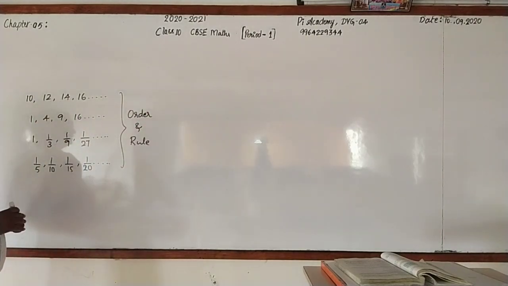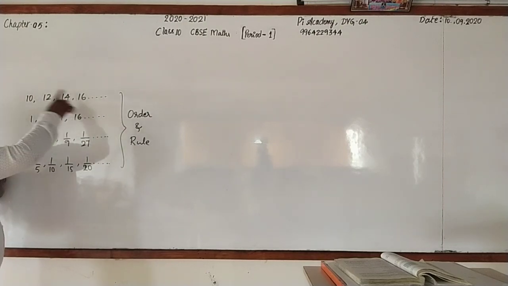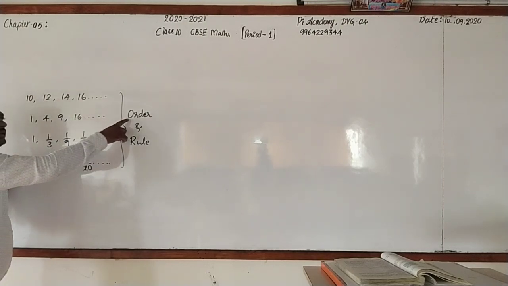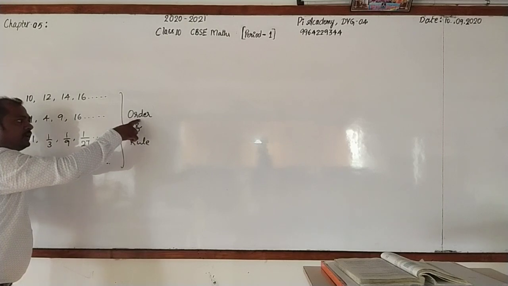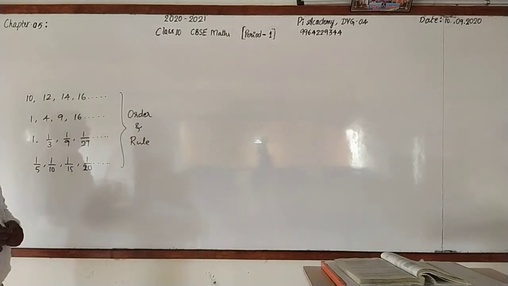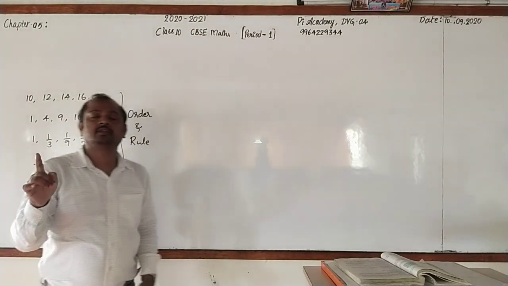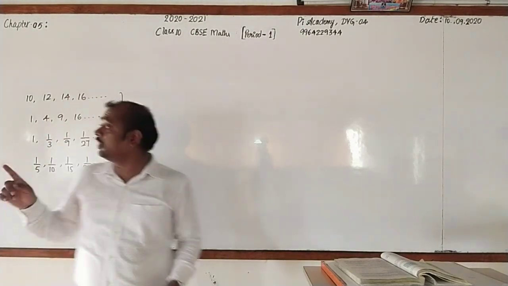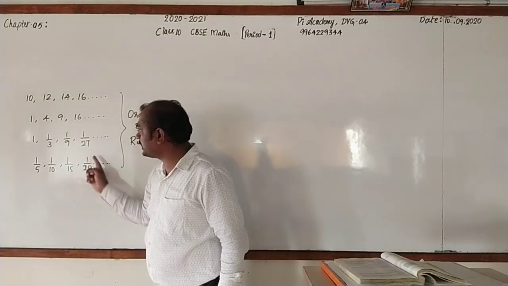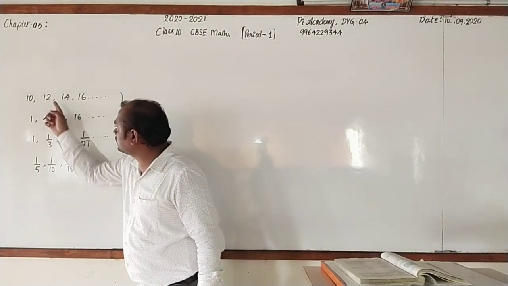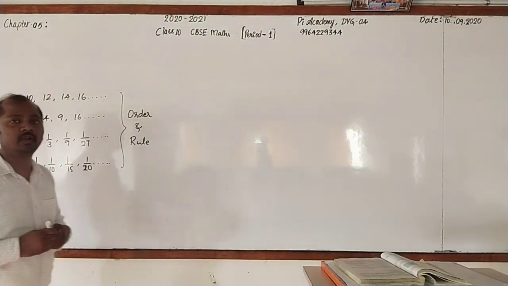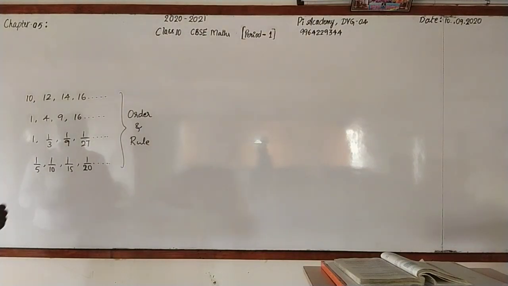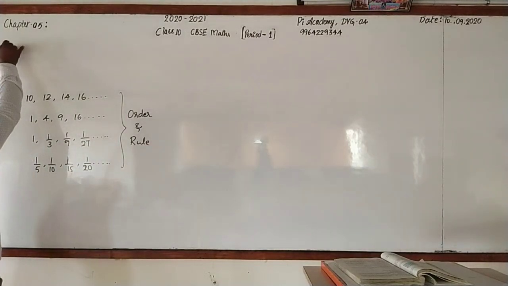If it is so, that is, the list of numbers in which the numbers are written according to the order as well as rule, it is called progression. Got it? Hence we can define the progression as an orderly arrangement of numbers according to the given rule is called progression. Progression is also known as sequence.